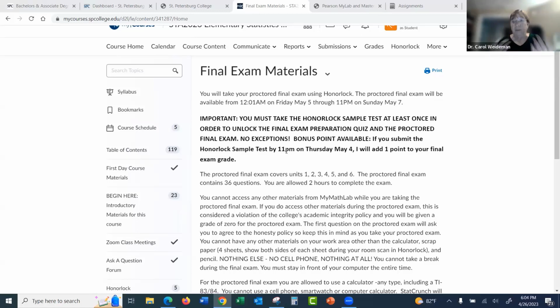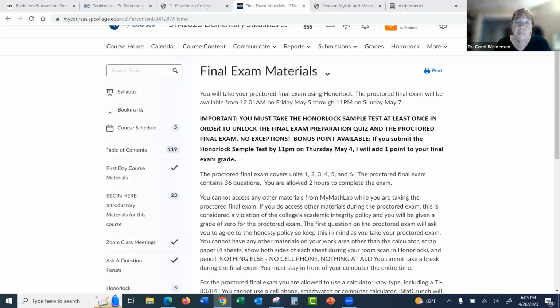It's just created so you understand how the process works. Right. Some of you have probably used Honorlock to take an exam in my math lab, but it's a little bit different than taking an exam that resides in my courses. So it's a little tiny bit different. And I want to make sure you understand the process before you're actually starting to take your final.